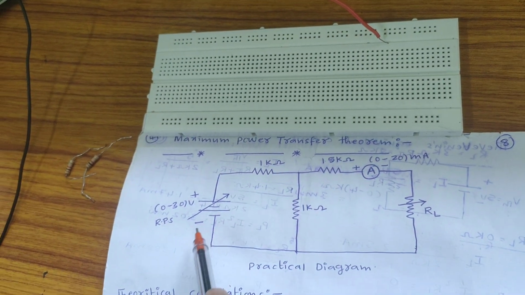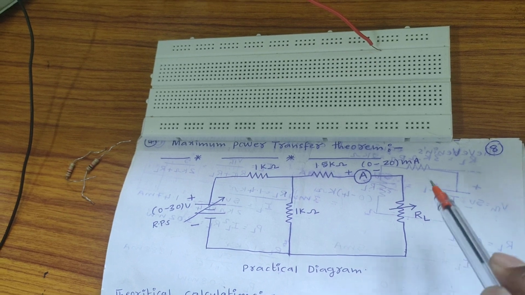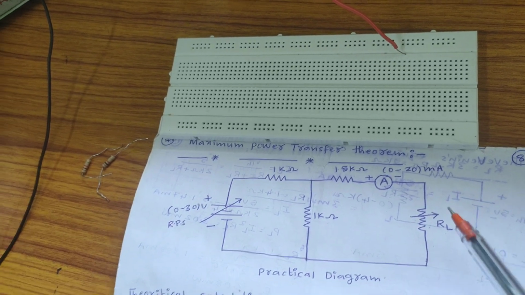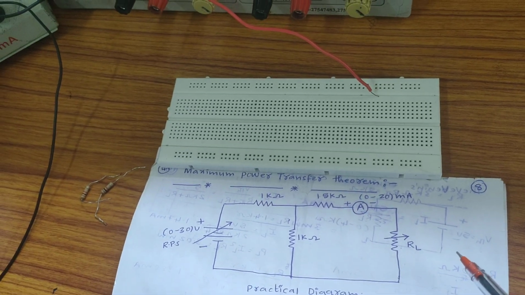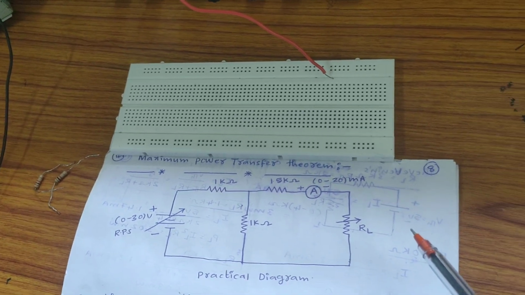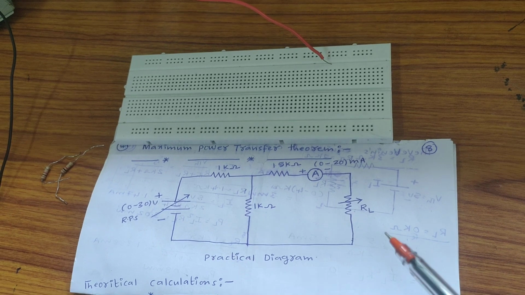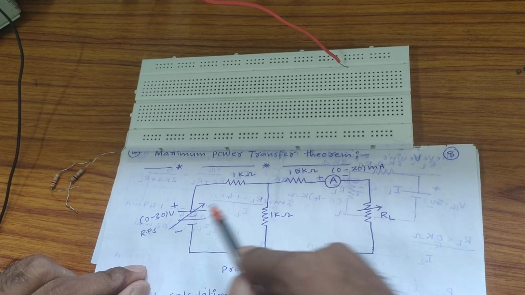Maximum amount of power is transferred from source to load when source resistance is equal to load resistance, or Thevenin's resistance is equal to load resistance. Then only is the maximum amount of power transferred from source to load. We need to verify that maximum power. For that purpose, here I need to connect this circuit diagram.